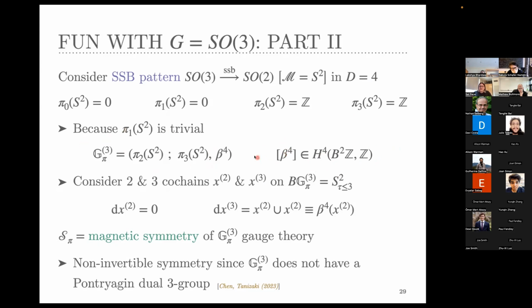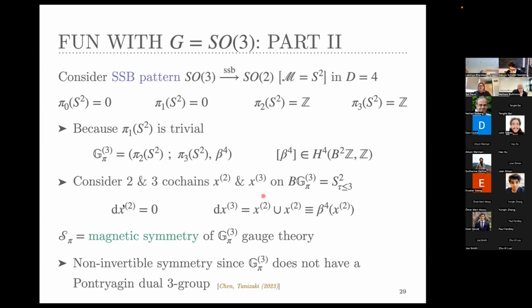So this is a little bit abstract. How can we understand it? Well, one way to understand it is to introduce 2 and 3 cochains, x2 and x3, and they're going to be cochains on the classifying space of this 3-group. If you really want to be precise, this is a simplicial set, and it's just a simplicial set that models the 3rd Postnikov stage of the 2-sphere. And you can get a feeling for what this beta does by looking at these cochains x2 and x3.